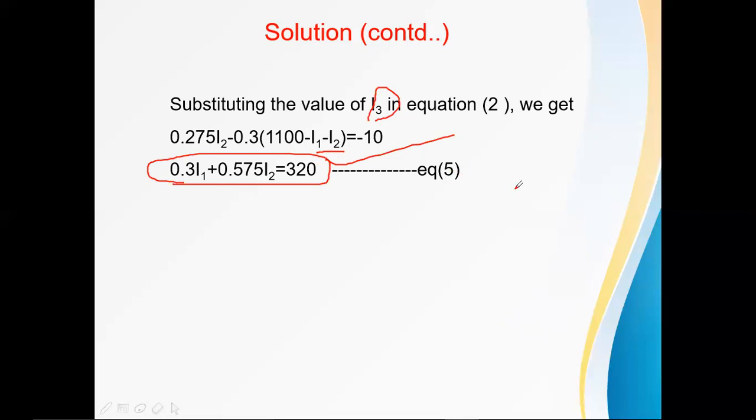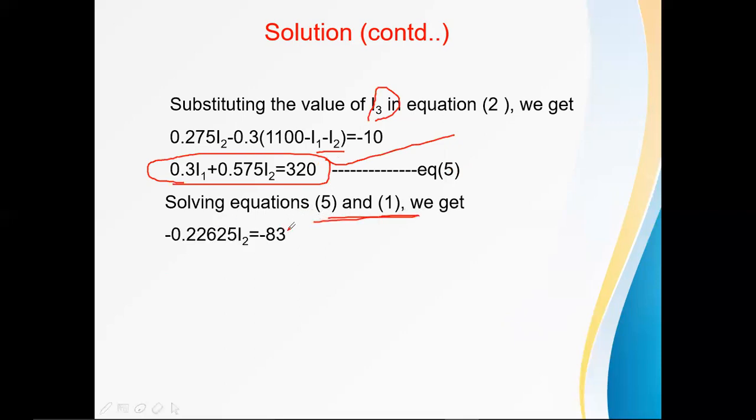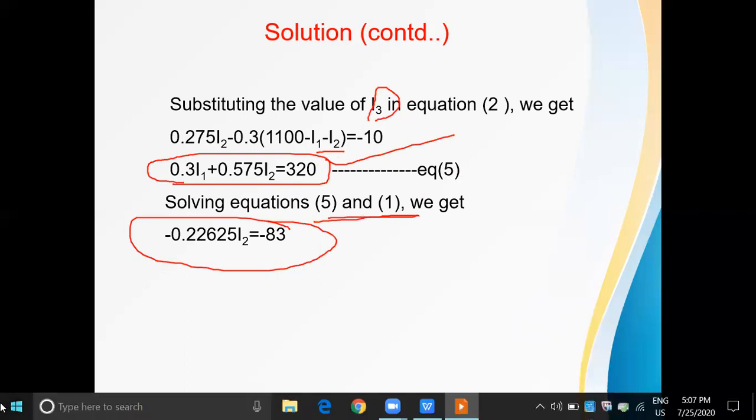Now you need to solve equations 1 and 5. Solving equations 1 and 5, you will get the values like this. Or if you have a calci at your desk, then use the calci, and you will directly get those values. So what is the value of I1, I2?